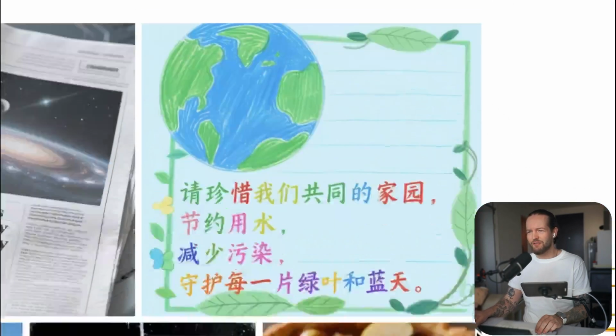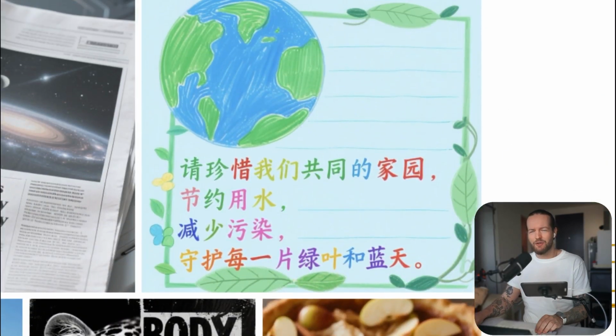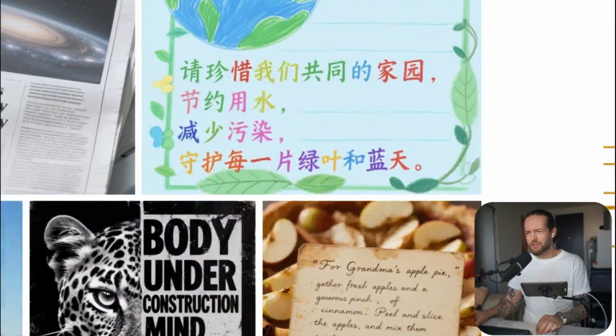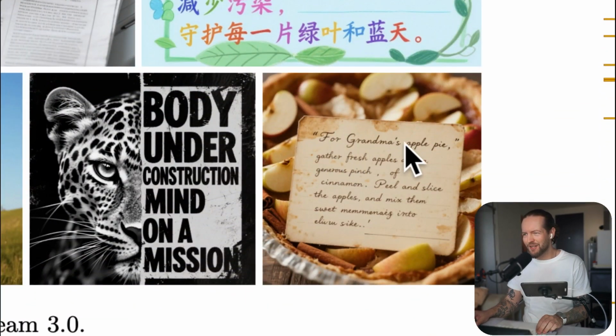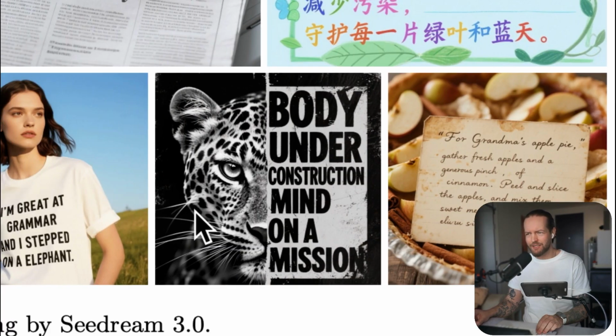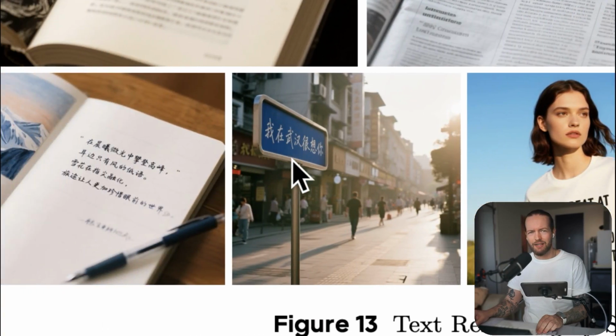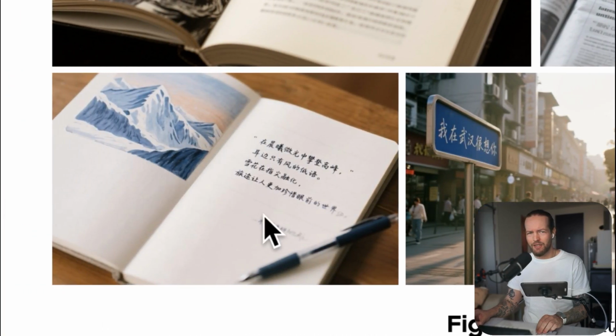Here they have more of a childlike generation with a little world and a couple of colored Chinese symbols. Here we have like for grandma's apple pie type recipe. This one is more of a graphic design. Here is a t-shirt design, and here is a sign that is in a street. Lastly, we have more of a handwritten note or something like that in a book. And I really love that this is out of focus because it looks like it's taken from an actual camera.